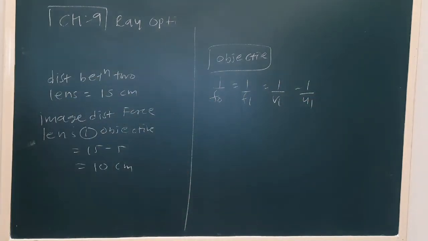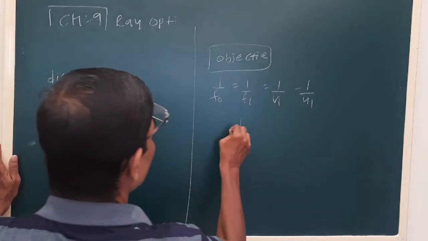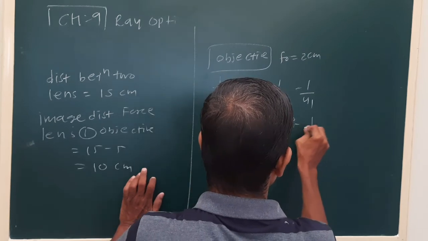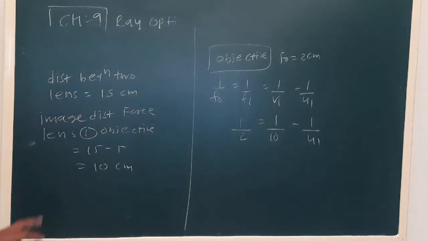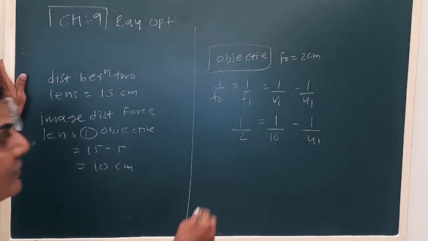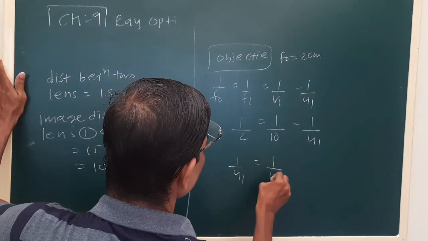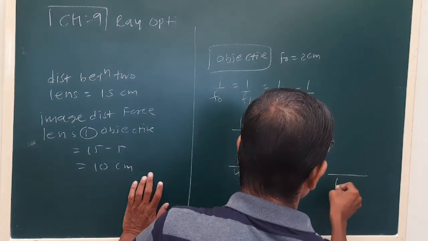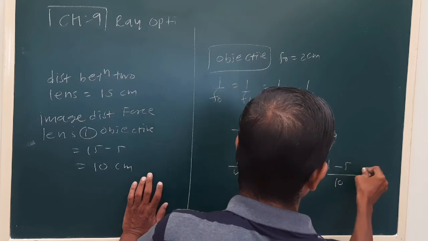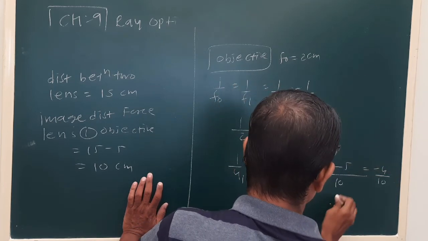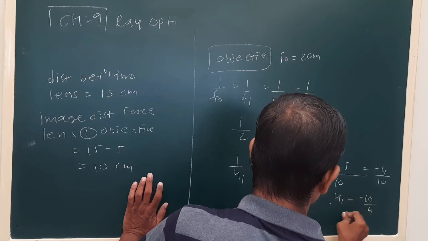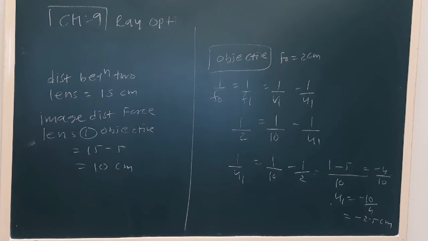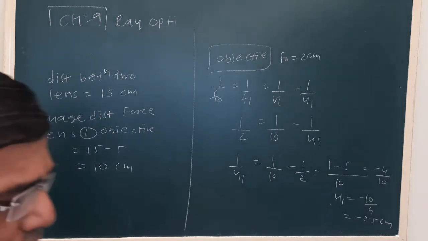Now the objective's focal length is 2 centimeter. V1 obtained is 10, that we have obtained just now. So 1 upon U1, now we can solve. Again 10 is the LCM. This is how we have calculated the object distance for lens 1, that is the objective.